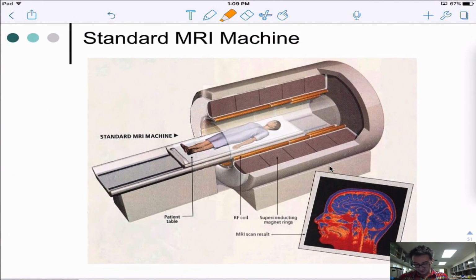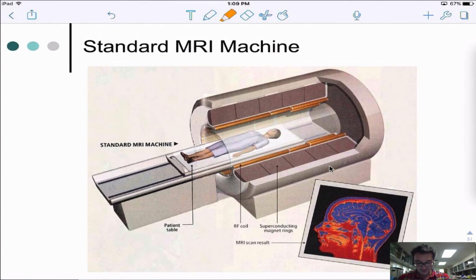Alright, so here's an NMR machine. I don't know if any of you have had an MRI or an NMR done. It is really kind of a strange experience to have it done, but it is a really incredible piece of machinery for diagnosing illness.